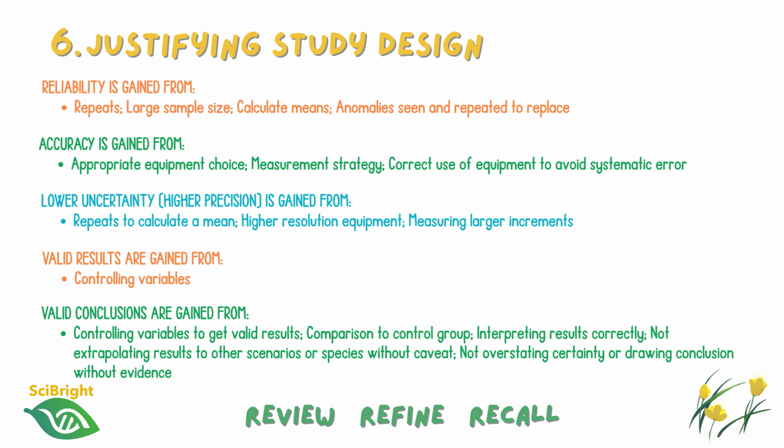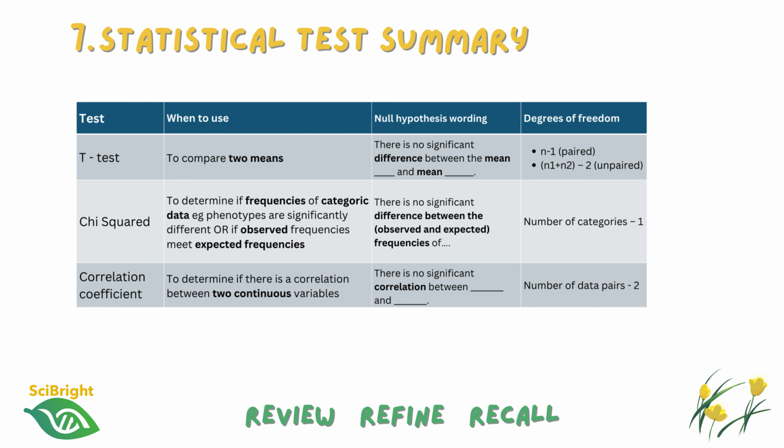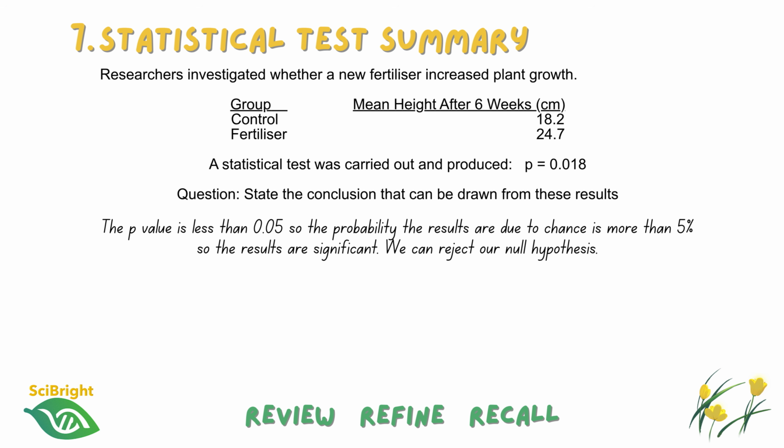Now, the next knowledge check for you, see if you can complete this table to summarise the use of statistical tests. Pause the video again and have a go. Check your answers against the table and double check the wording of your null hypotheses. Now I have a sample question and answer on a conclusion following a statistical test. What is wrong with this answer?